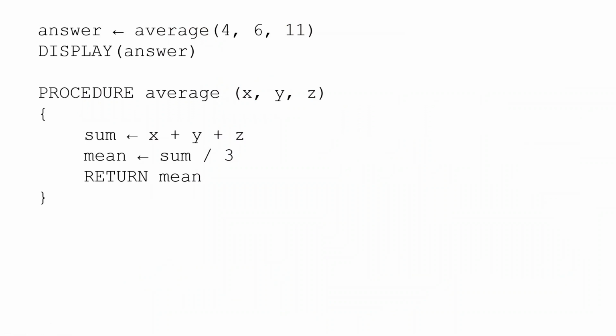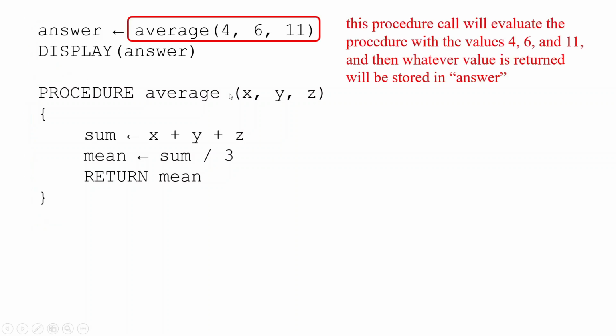So I have my 2 code segments, and then I have my procedure here. Okay. So what's going to happen? Well, in this first line of code, I see a procedure call. This procedure call will evaluate the procedure with the values 4, 6, and 11. So 4 gets passed to x, 6 gets passed to y, 11 gets passed to z. And then whatever value is returned will be stored in answer, because I see I have a return statement in this procedure. Okay.